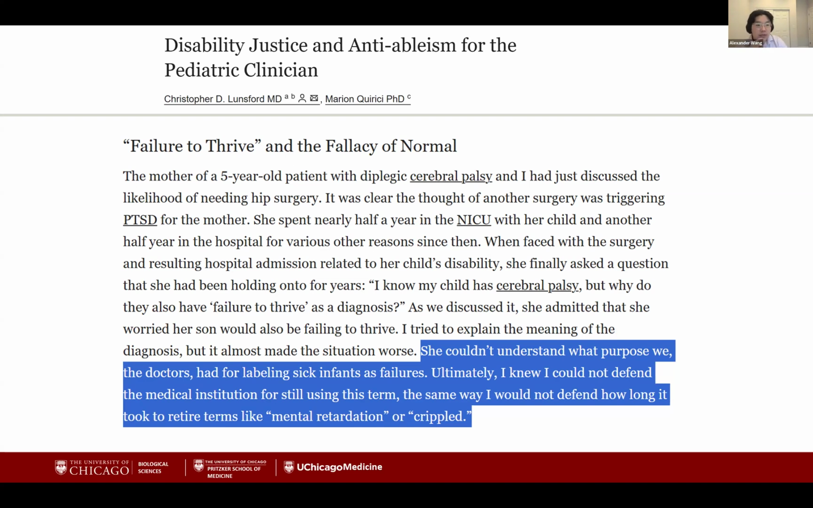So this is in the context of Dr. Lunsford talking with a mother and a patient with cerebral palsy. And he writes, "She, the mother, couldn't understand what purpose we, the doctors, had for labeling sick infants as failures. Ultimately, I knew I could not defend the medical institution for using this term, failure to thrive, the same way I would not defend how long it took to retire terms like mental retardation or crippled." And so I realize the paper I worked on was about older adults, but I think these messages, these themes are very broadly applicable in a variety of different settings.